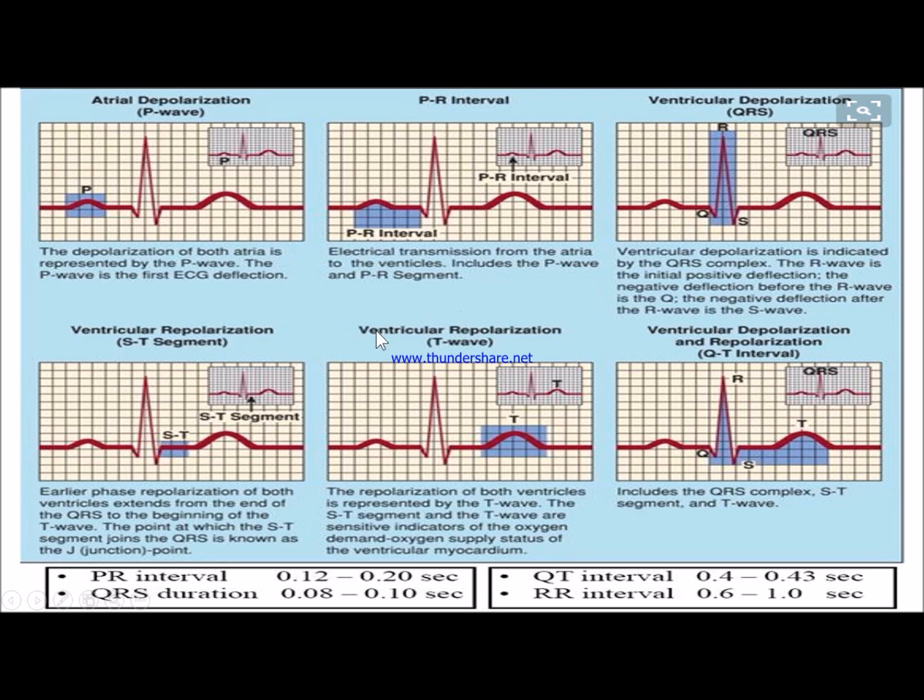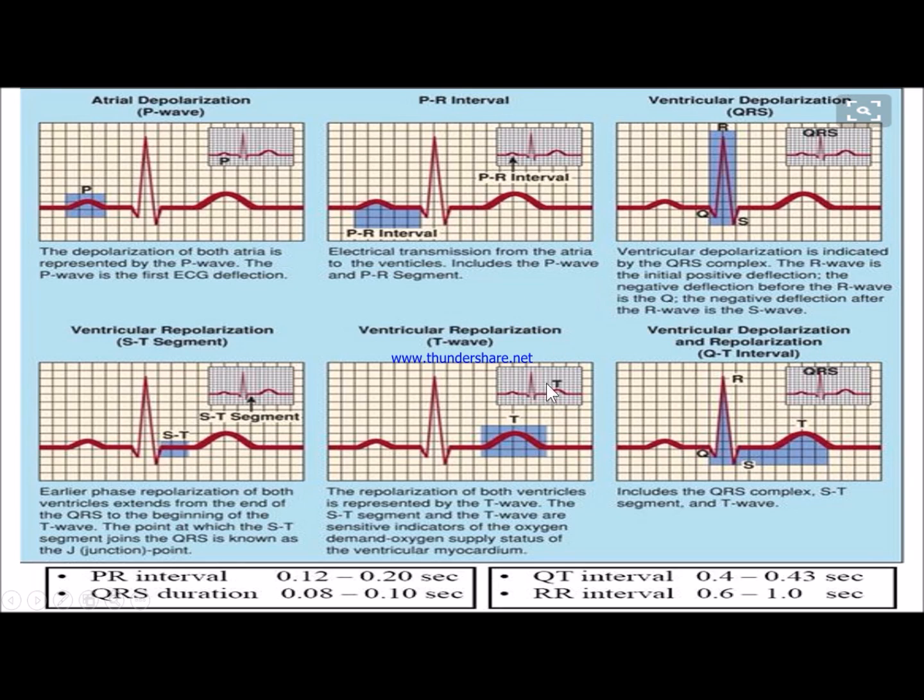When ventricular repolarization starts, it is denoted by the T wave. The T wave is very important to show ventricular repolarization, and sometimes if we have oxygen depletion and an oxygen problem, it will be ischemia, and at that time the T wave gets inverted, so it will come here. So it is also important to know about the T wave.